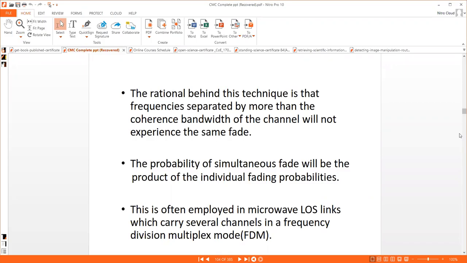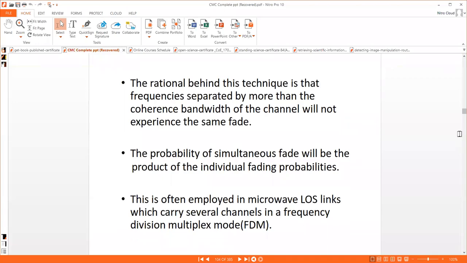Now, next point, this is often employed in microwave line of sight links, which carry several channels in FDM techniques, that is frequency division multiplex mode. It is mostly used in microwave line of sight links.